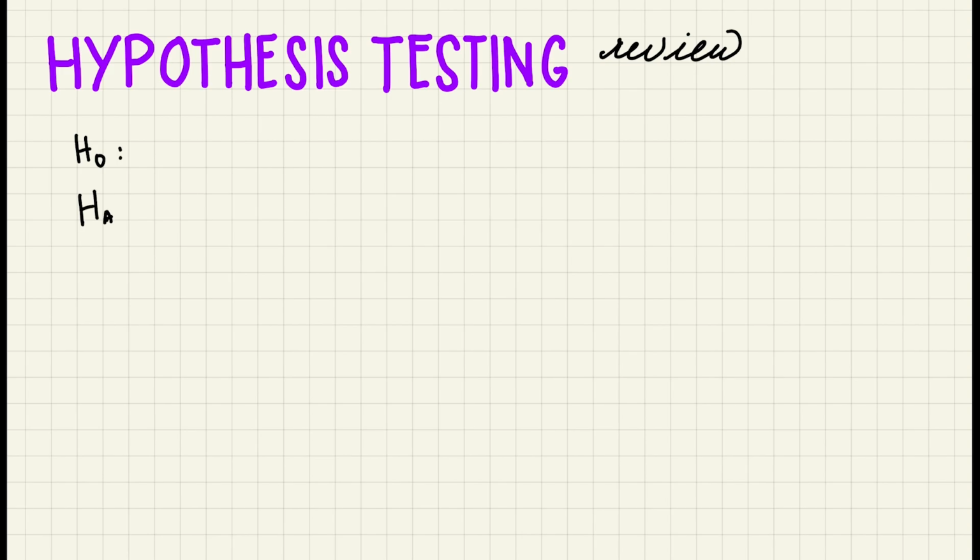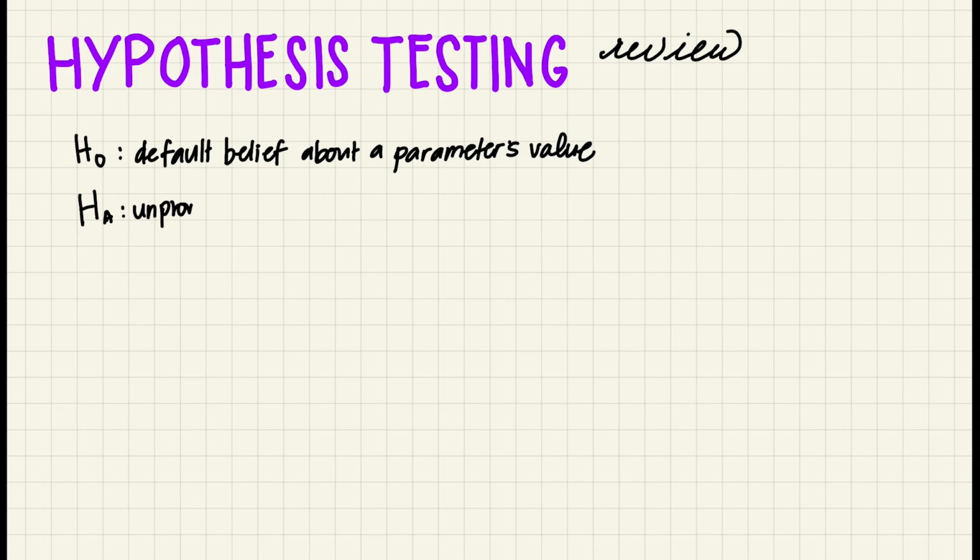All right, so the null hypothesis is your default belief, something about a parameter's value. So usually these will be stated within the problem, and your alternative hypothesis is your unproven belief about a parameter.